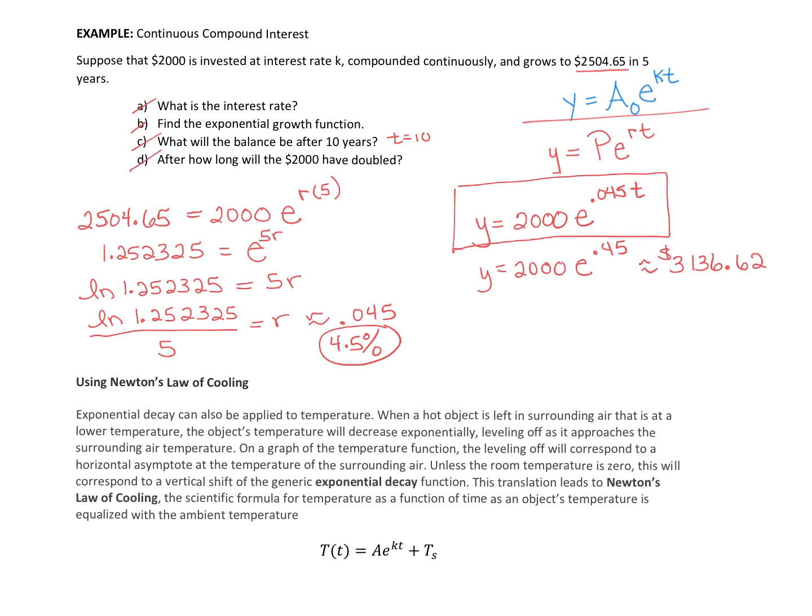And then to answer the question, how long will it take the $2,000 to have doubled, we can use our doubling formula. T equals the natural log of 2 divided by k, which is 0.045. And we get 15.4 years.